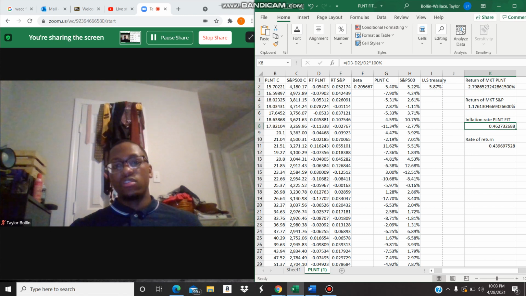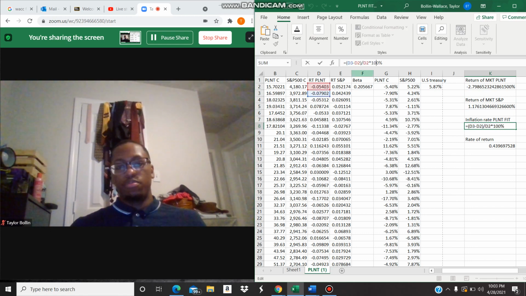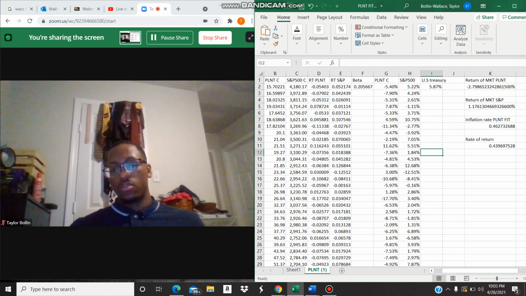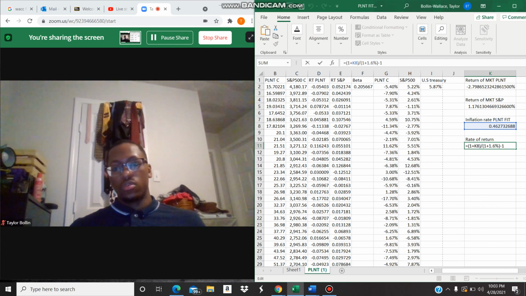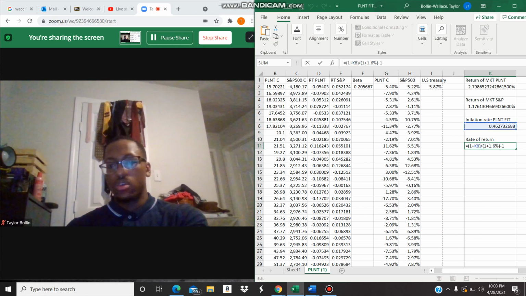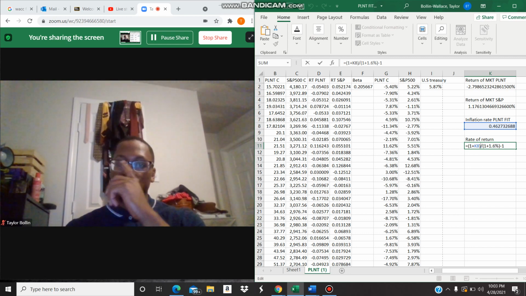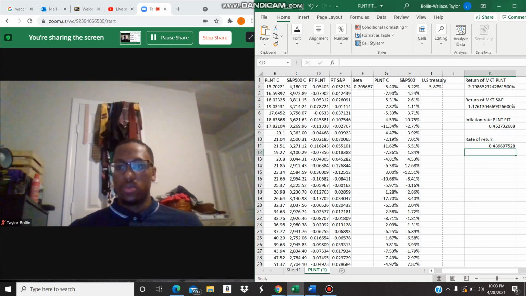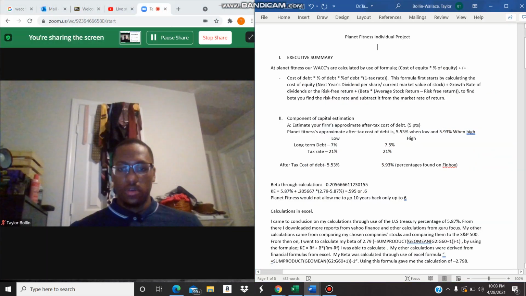And I found my inflation rate by doing my percentages here. I found my rate of return as well. So this is my K8, as you can see. I had 1 plus the inflation rate divided by 1 times my constant percent of 1.6, which is subtracted by 1. All my calculations are here in Excel, as you can see.